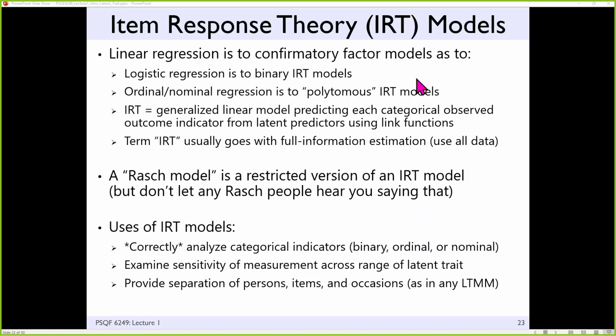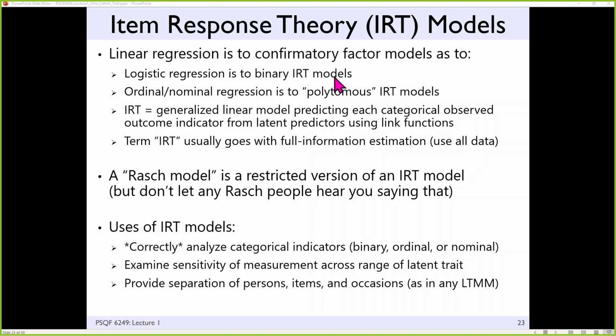So the thing about IRT is that it looks completely different as a model. It looks nothing like regression or any linear model that you're used to, but it is. And that was where the connection came from, of people figured out how to make them look like the other, and then people finally realized that these are the same thing. So the linear regression model that I just showed you for CFA is to confirmatory factor models as logistic regression is to binary factor models, which are known as IRT.